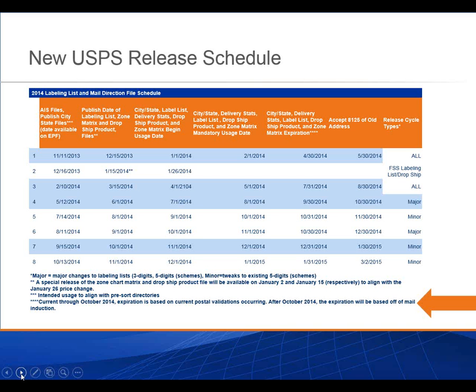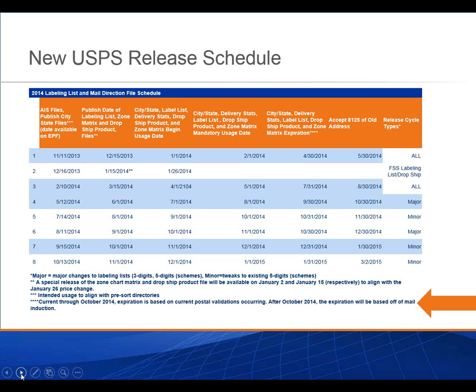When we get to October, there's going to be a new release of Postal One that's going to go out in October. And at that point in time, the definition of a valid label list is going to be changing to the date that the mail is inducted. So again, if you're not drop shipping, this has very little impact on you, because if you're not drop shipping, mail induction date is the same day as your mail verification day.